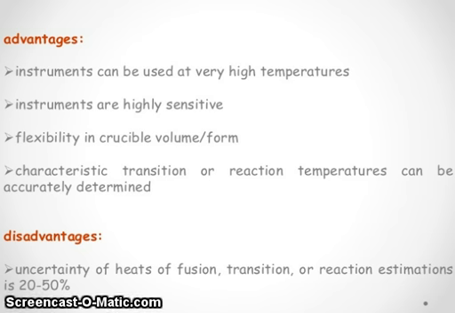What is the advantage? Instruments can be used at very high temperature. Instruments are highly sensitive. Flexibility in crucible volume and form. Characteristic transitions or reaction temperature can be accurately determined. What is the disadvantage? Uncertainty of heats of fusion, transitions or reaction estimations is 20 to 50%.